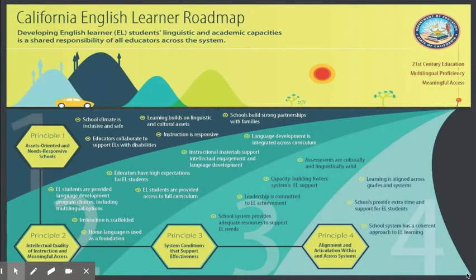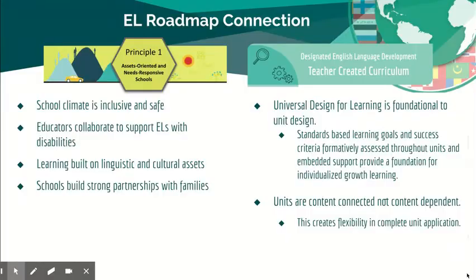At Grossmont Union High School District, we use the California English Learner Roadmap as a guiding document to ensure that our English learners have equitable access to both language acquisition and content learning. The Roadmap was also used as the backbone for unit design in our designated ELD curriculum. Principle 1 of the roadmap says that we must be assets-oriented and needs-responsive.